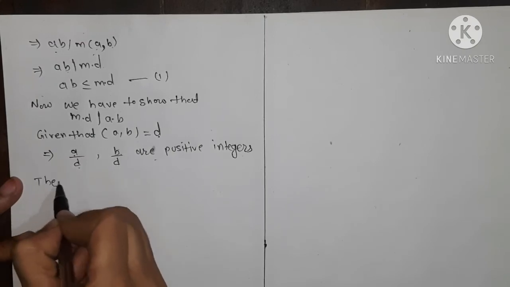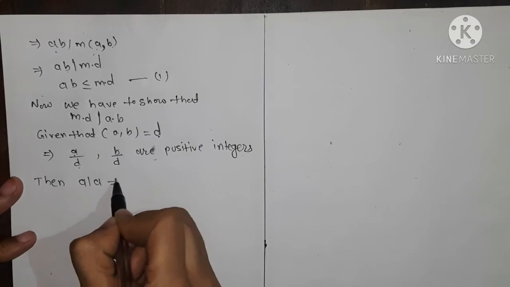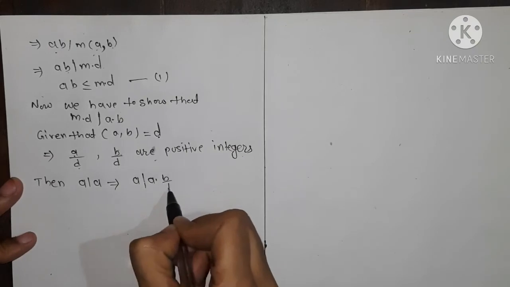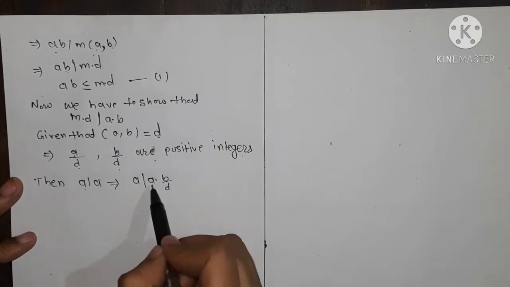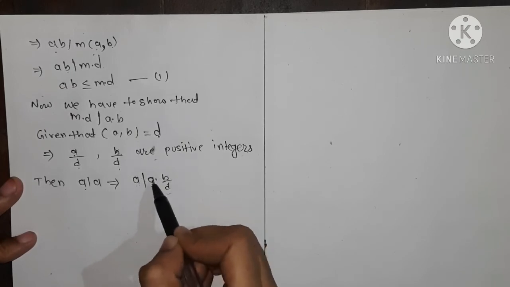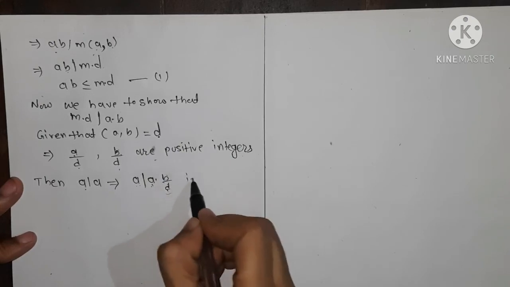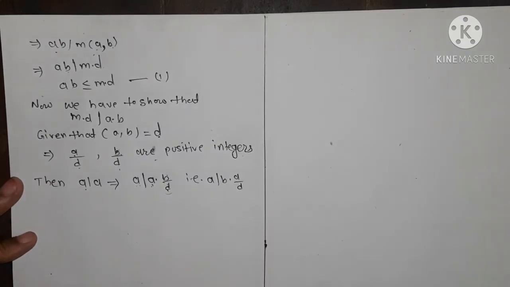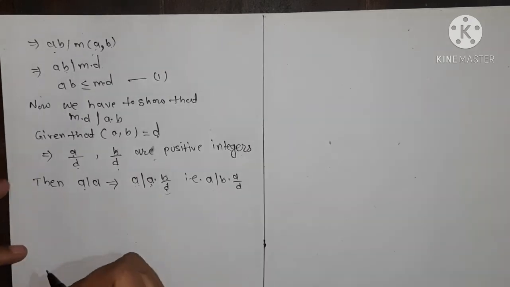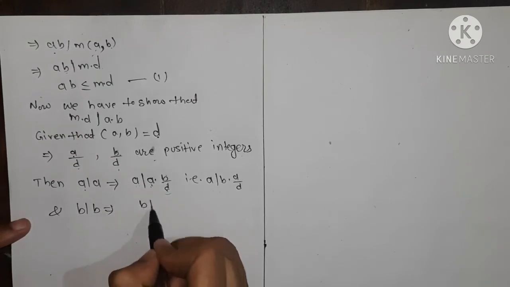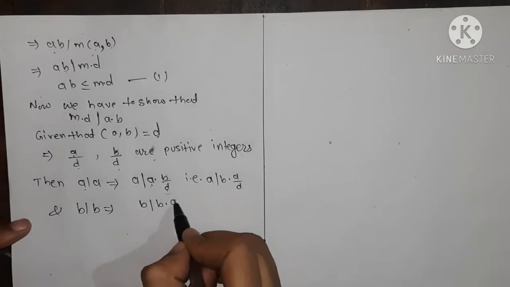And then, as we know, A divides A implies A divides A into B upon D, because B upon D is positive, so A divides the multiple of A. So we write here A divides A into B upon D, that is A divides B into A upon D, or AB upon D, and B divides B implies B divides B into A upon D.